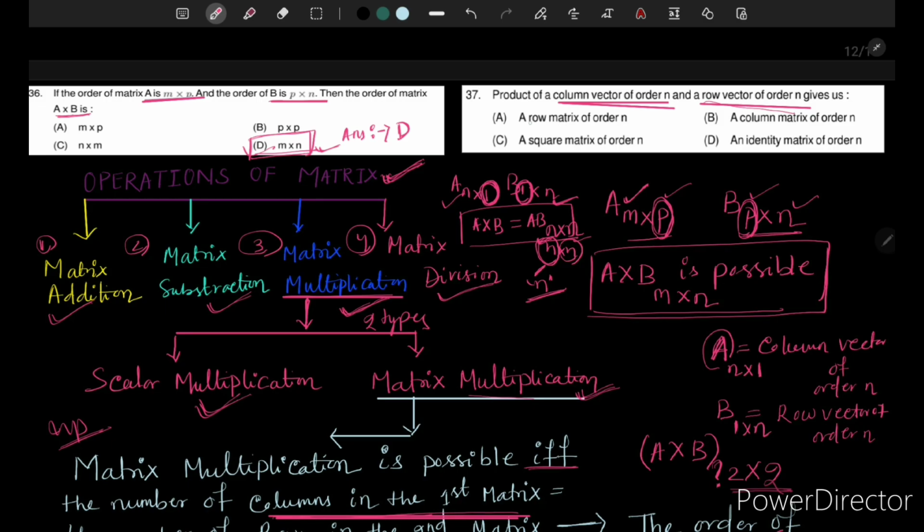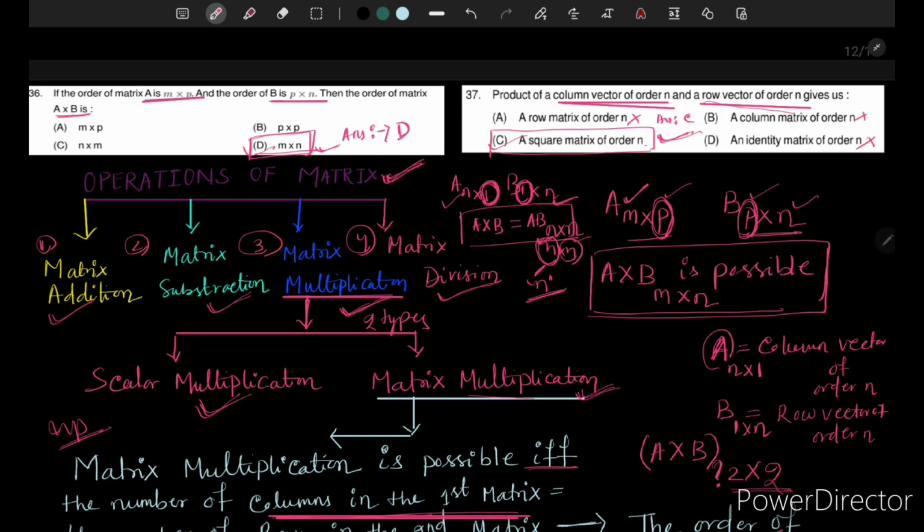So here the options are given: a row matrix of order n. No, this is not the answer. A column matrix of order n. This is not the answer. And a square matrix of order n. Yes. An identity matrix of order n. So this is not the answer. So the answer is your option C. Okay, so answer is C. So we can get a square matrix of order n by n. So this is the answer.